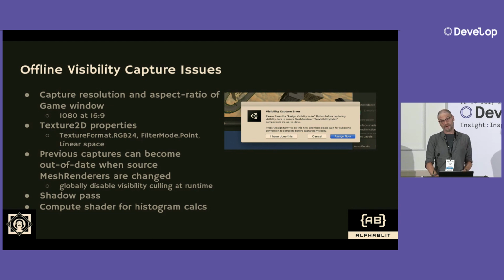Only apply this culling technique during the main pass. You don't want to do this during the shadow pass, so make sure you've got the hooks in there to only do it during the main pass. We also found our histogram calculation was one of the bottlenecks during the capture, so we wrote a compute shader for that, and it increased performance about 30 times during the capture runs, which was pretty impressive.